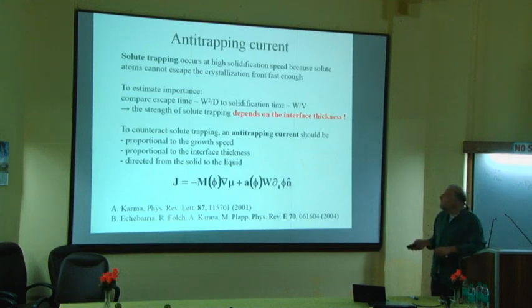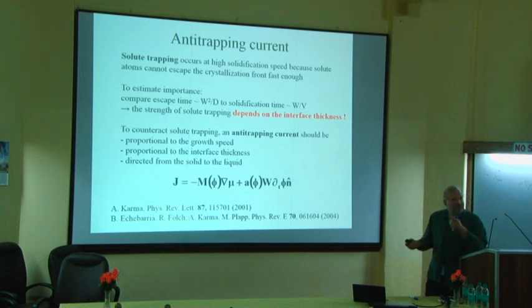And this is a simple geometric time scale. This is just W by V. W, again, is the interface thickness, and V is the interface speed. Now you can see that if this advancing time is much smaller than the equilibration time, then the interface will not have the time to relax to local equilibrium.